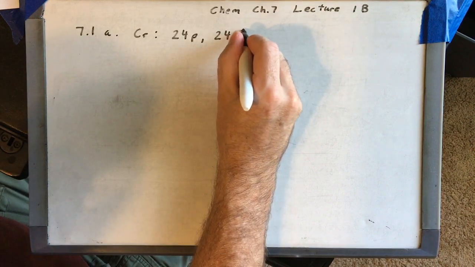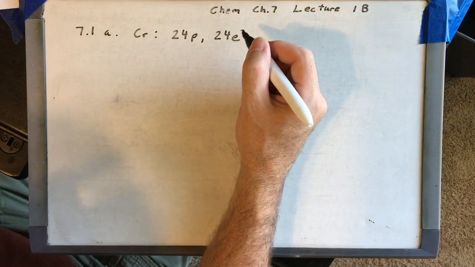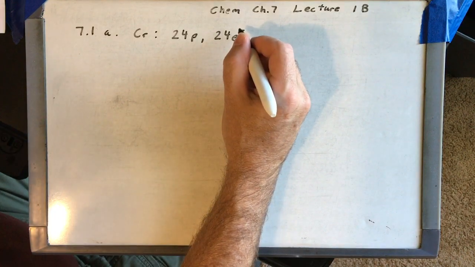And for some reason, electron always gets a little minus there. Okay, if you want to put a plus with proton, you can. A lot of people don't write it that way, but electron gets a minus. So 24 protons and 24 electrons.